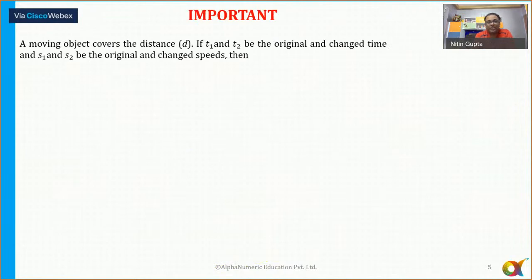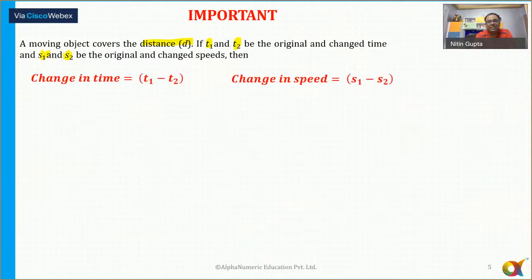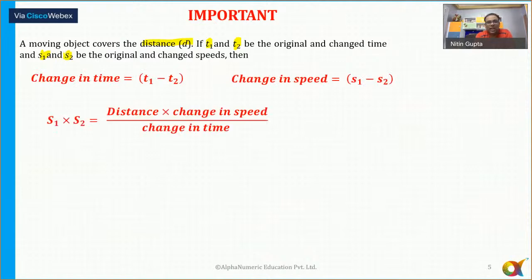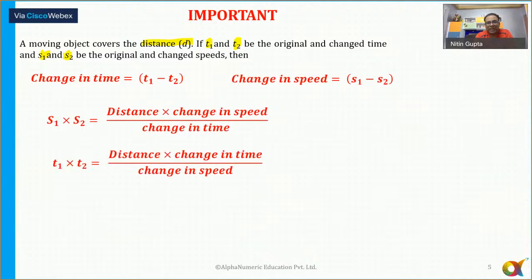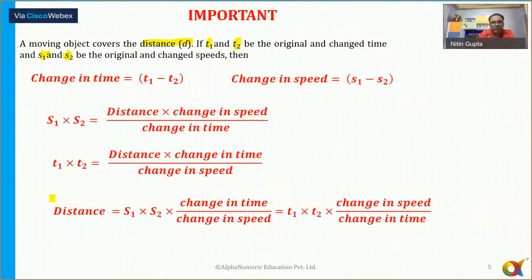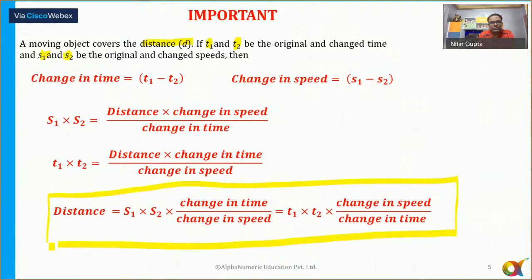So the important thing: a moving object covers the distance d. If T1 and T2 are the original and the changed time, and S1 and S2 are the original and the changed speed, then the change in time is T1 minus T2. The change in speed you can take as S1 minus S2 or S2 minus S1. This is the formula which I have derived, so basically this one is important, that my distance is always given by this. I hope that it is clear. Can I move to the next part?